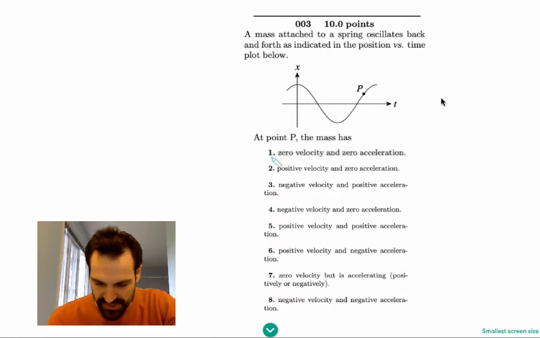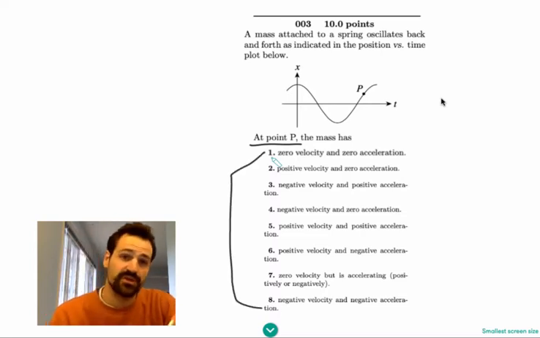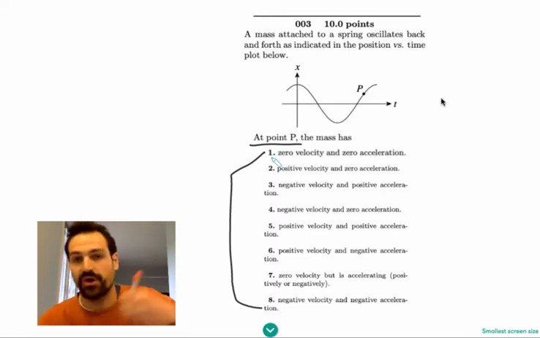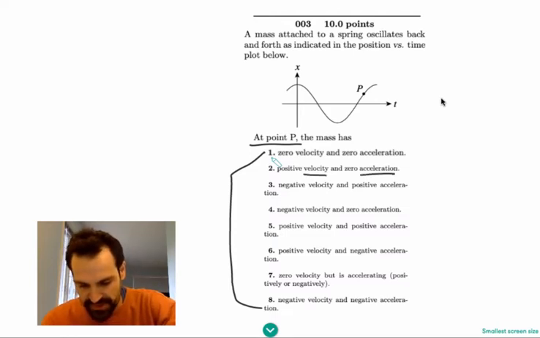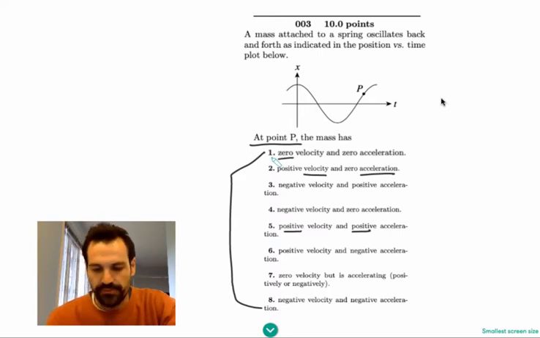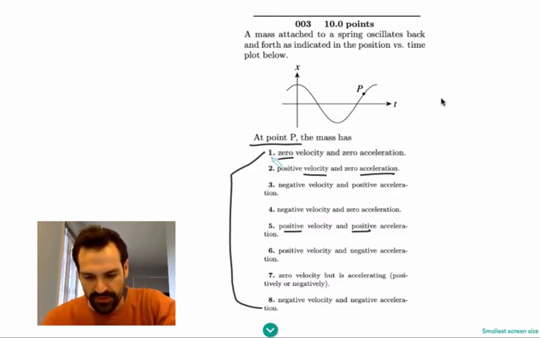So we have a position time graph, and then I'm going to glance at the answer choices. At point P, the mass has, and then all of these options. And you can probably skip the question. I don't ever recommend doing that because oftentimes they'll give you a red herring. So they have to do with the velocity and the acceleration. Is it positive? Is it negative? Or is it 0?